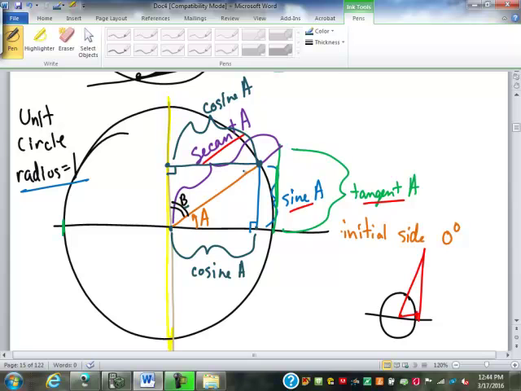The cotangent, cosecant, those all exist as well. I mean, we do our cotangent here, cosecant here. They all exist as well, but I'm not going to draw them into the picture.